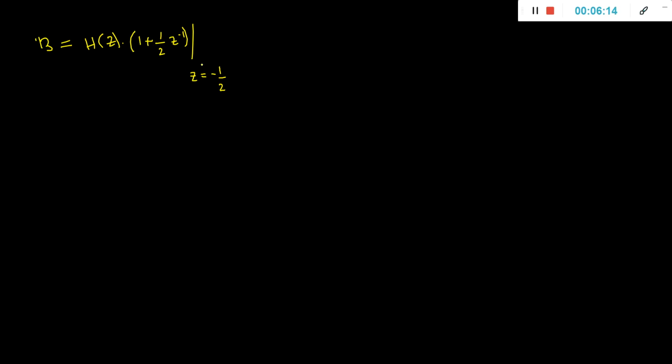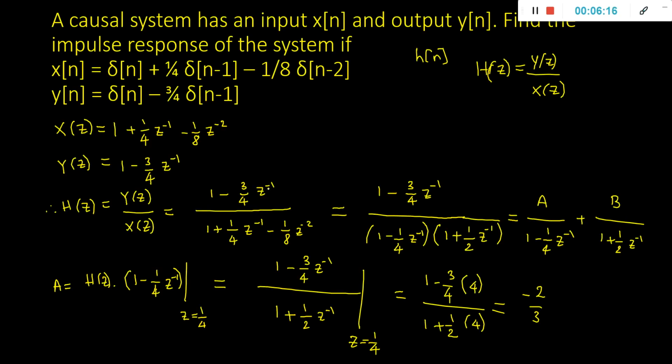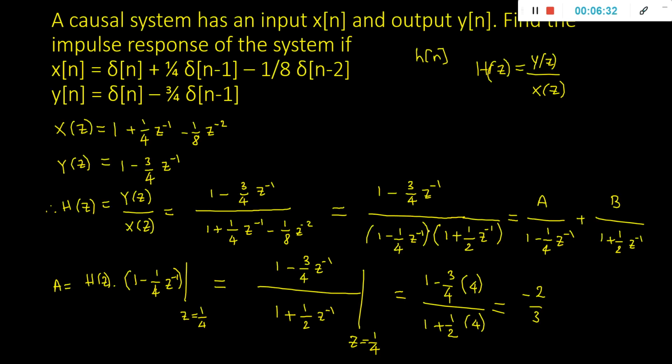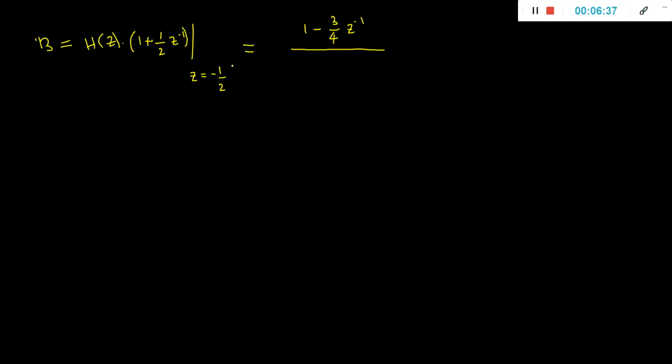So referring back to the previous slide, h of z is this. So the numerator is 1 minus 3 by 4 z inverse. I'm going to continue with that now. So this is equal to 1 minus 3 by 4 z to the power minus 1 divided by 1 plus half z inverse. Now this particular term gets cancelled out. So in the denominator, we will be left with 1 minus 1 by 4 z inverse.